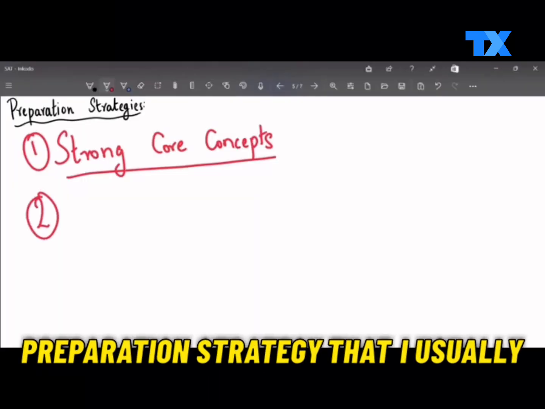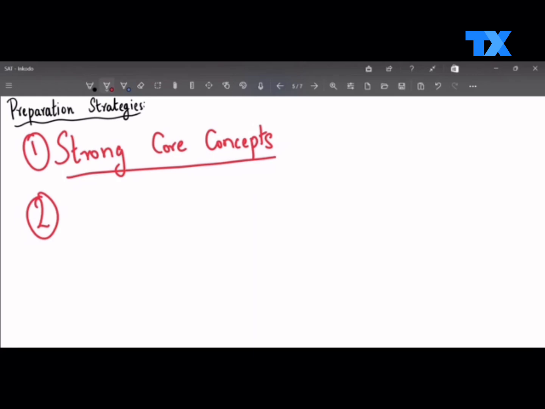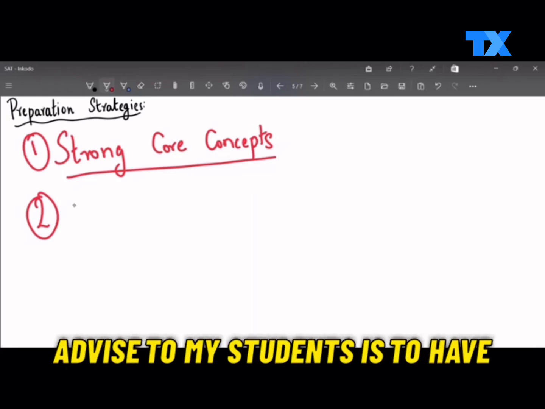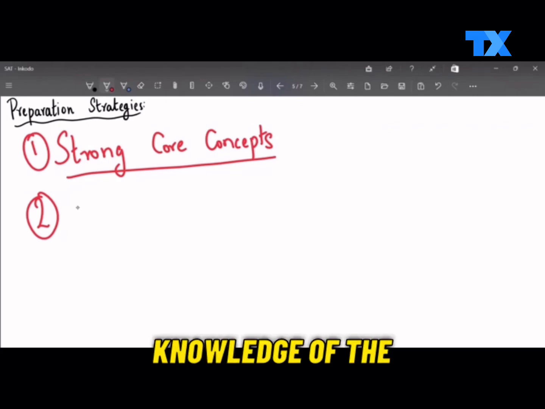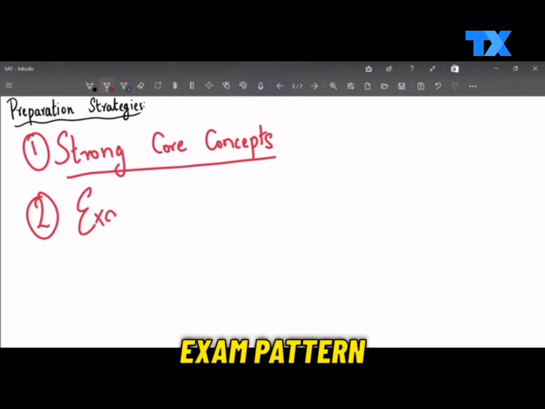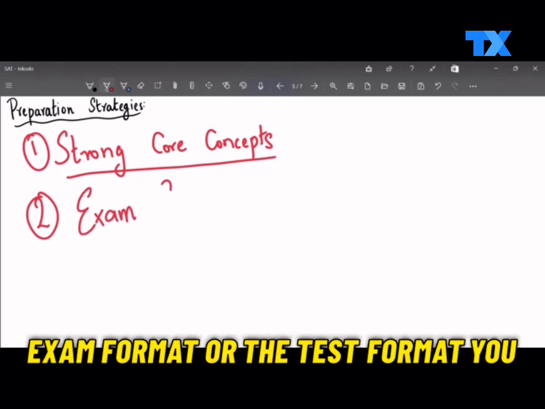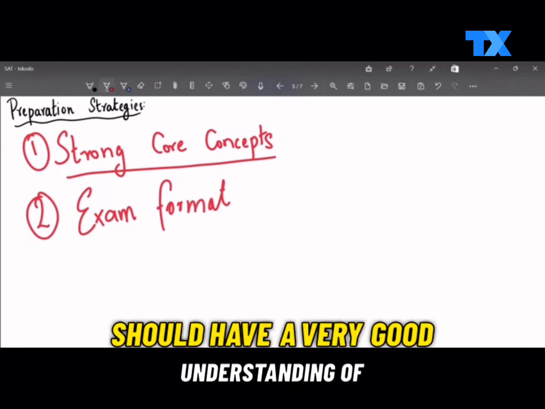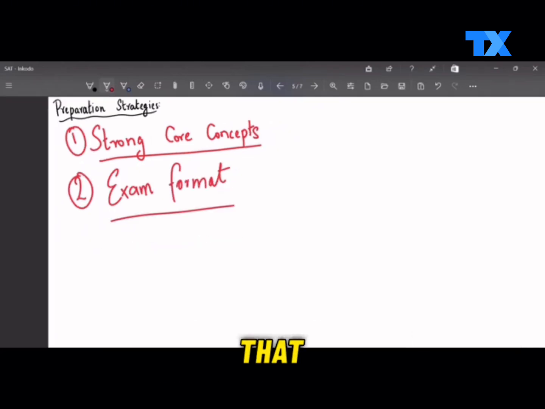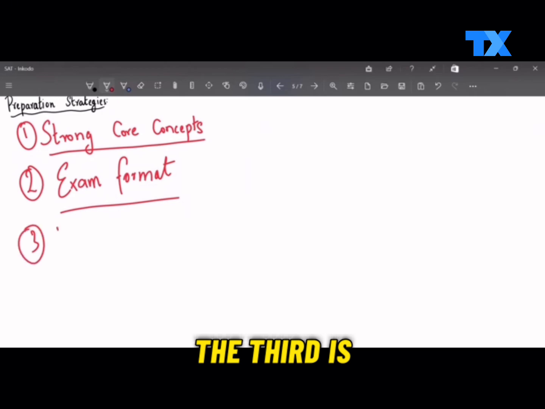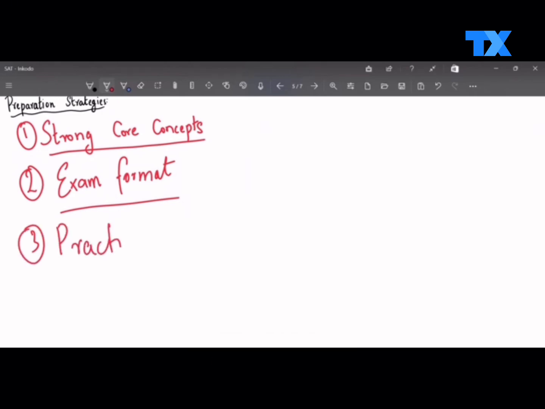Second preparation strategy that I usually advise to my students is to have a good knowledge of the exam pattern. So exam format or the test format, you should have a very good understanding of that. Now the third is practice.